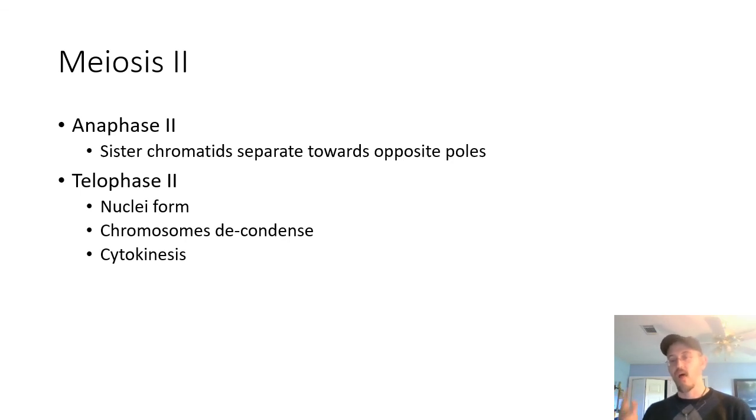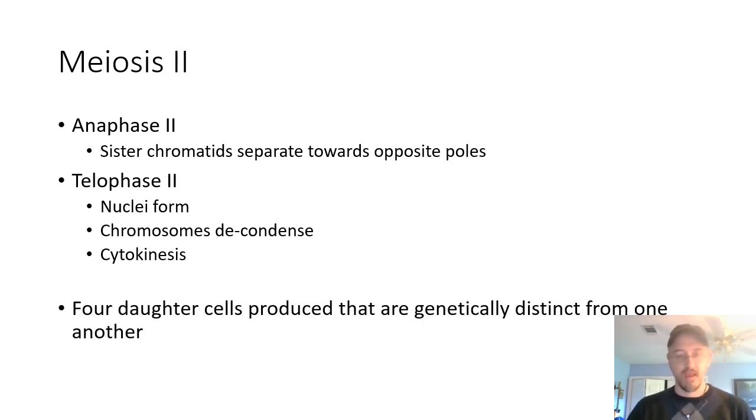Stuff you're familiar with. Those cells are now basically going to mature into an egg or a sperm or a spore if it's a plant. So 4 cells are produced, 4 daughter cells are produced, and they are all genetically different from one another. That's a cool part. Okay.